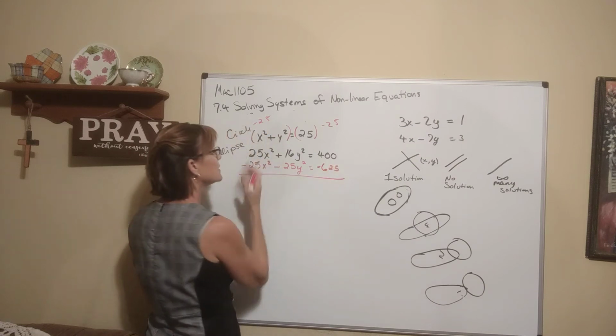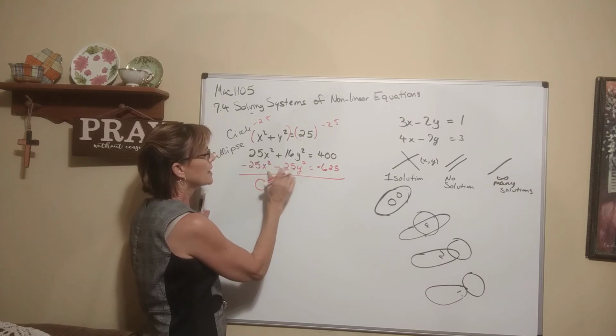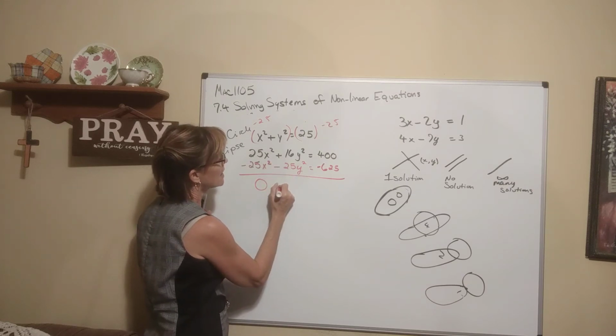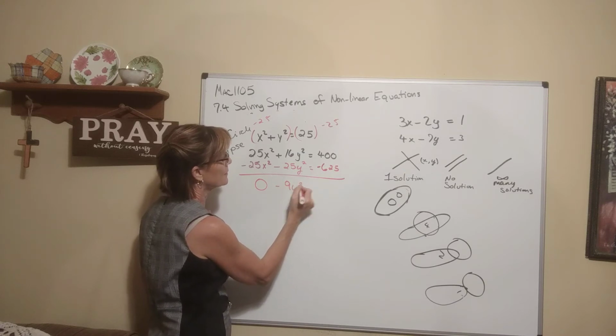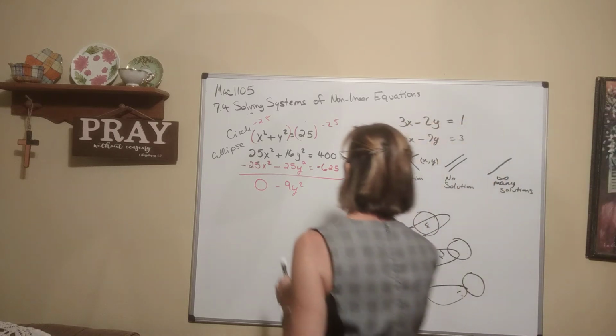And now we're going to add these equations together. This plus this is a big old 0. Negative 25 plus 16 is negative, I think it's 9. I'm going to double check because I'm not sure. Negative 25 plus 16 is negative 9. Okay, good. And then negative 625 plus 400 is negative 225.